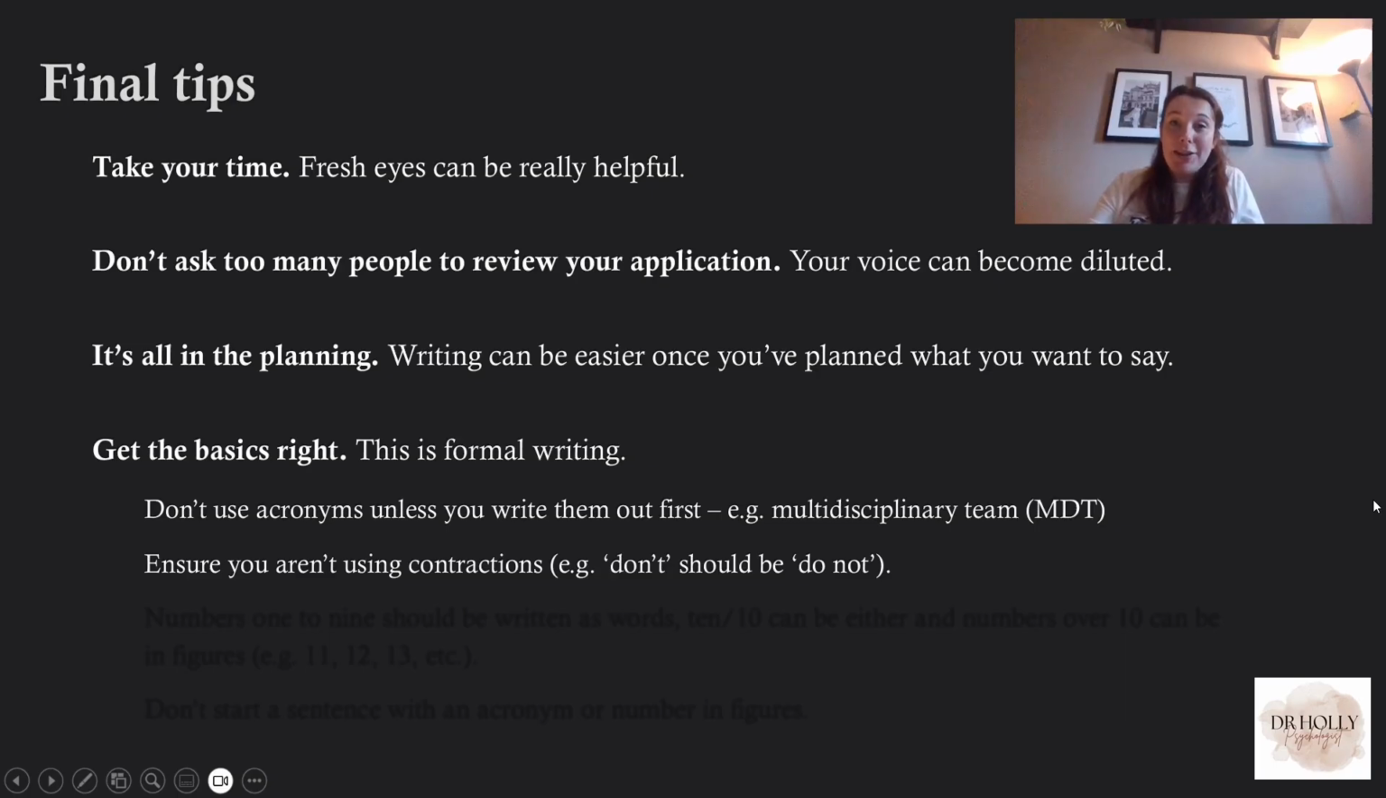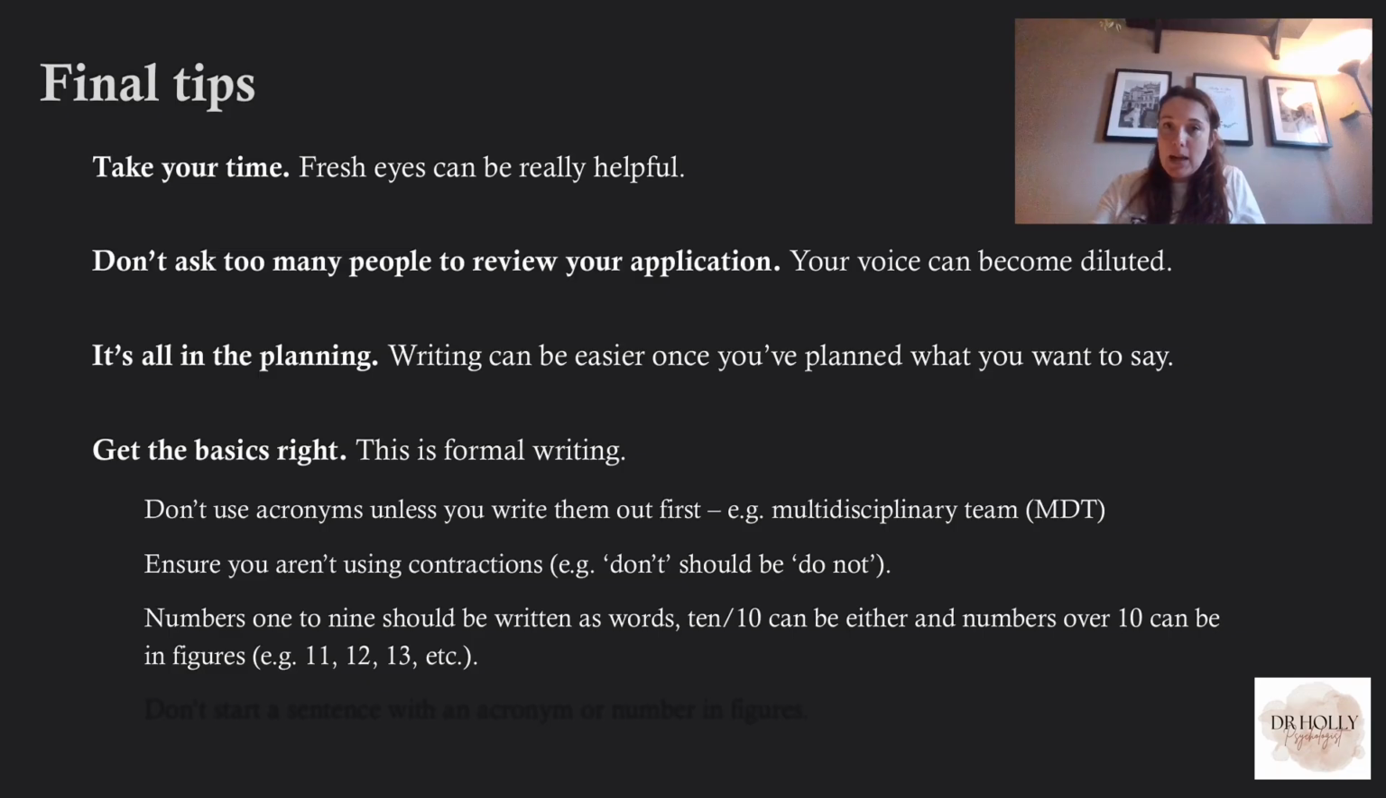Ensure you aren't using contractions. So again, formal academic writing should not be don't, it should be do not, or can't, cannot. Aren't, are not. You must write it out properly. Numbers is another pet peeve of mine. Numbers one to nine should be written as words. So exactly as I have there. Ten can be written either in words or figures, and numbers over ten can be written in figures.